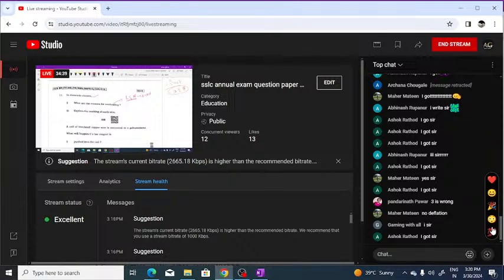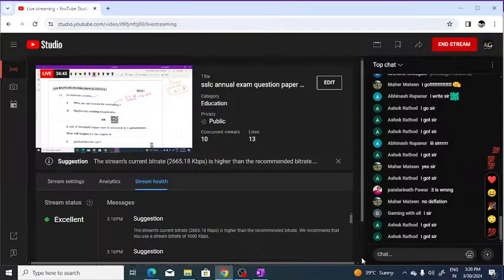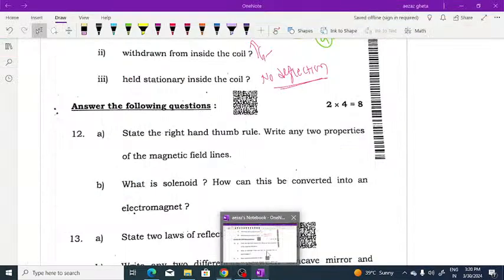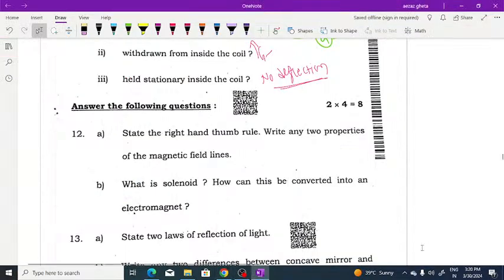Share with your friends so that they can join this and get to know what the correct answers are. If they have made a mistake, they will get to know it. Then next time you write an exam, you won't commit a mistake, right?